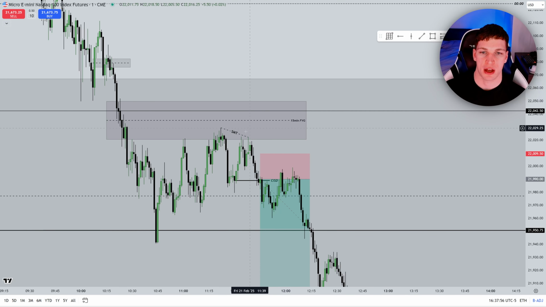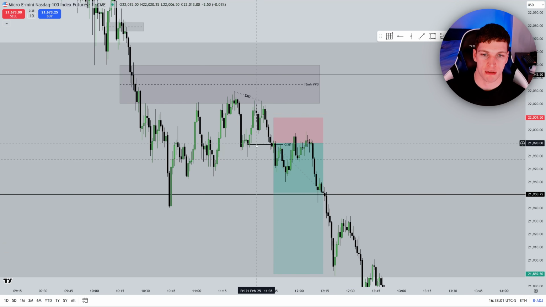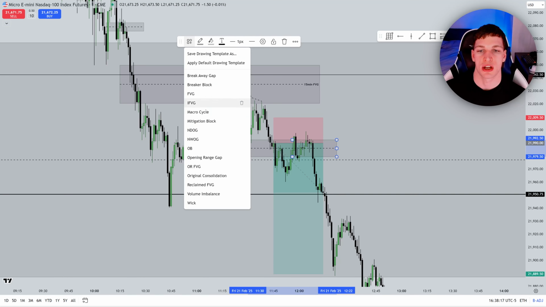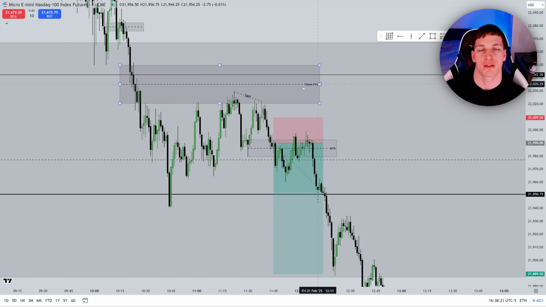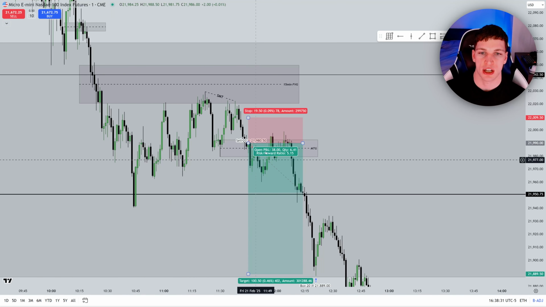So like I was saying, got that SMT divergence there, showing the cracking correlation, got the change in the state of delivery. I actually entered off the break of structure and this mitigation block there, or breaker block, depending on what you want to call it, because technically we didn't sweep liquidity, so I'll call it a mitigation block. So this is what I entered on there. So I entered on this mitigation block after the reaction from this fair value gap there on the 15 minutes. You can see here where I entered.